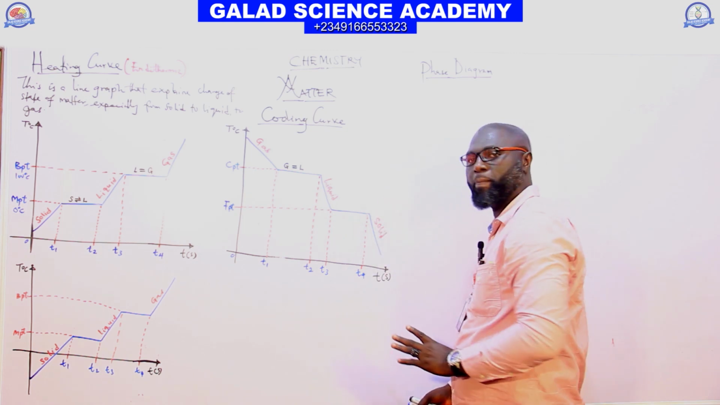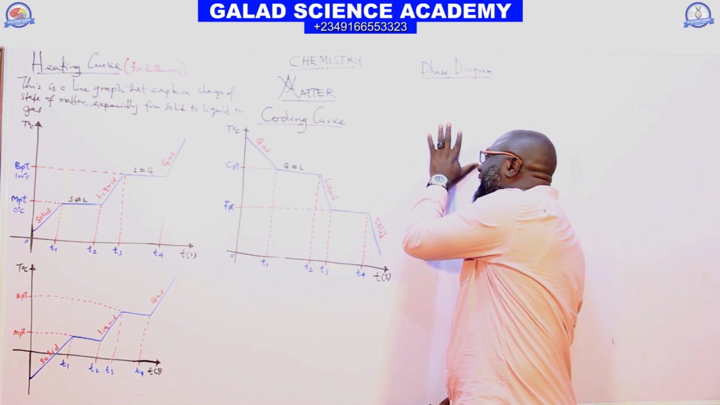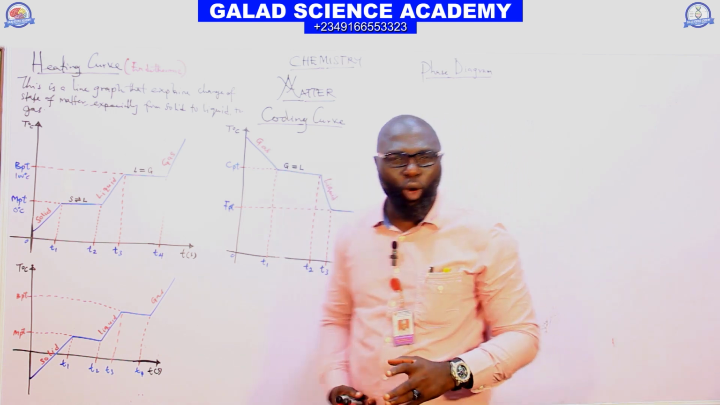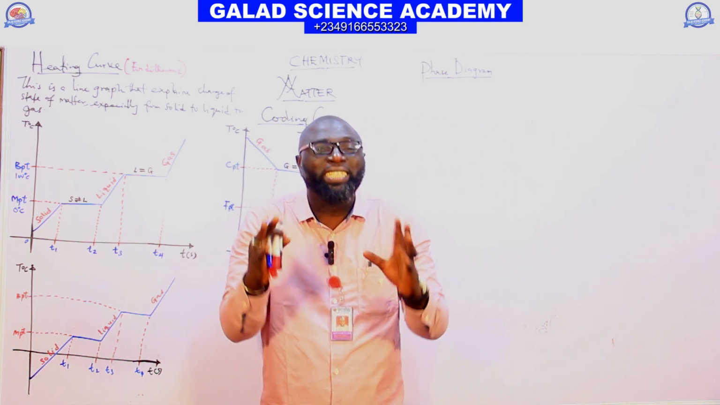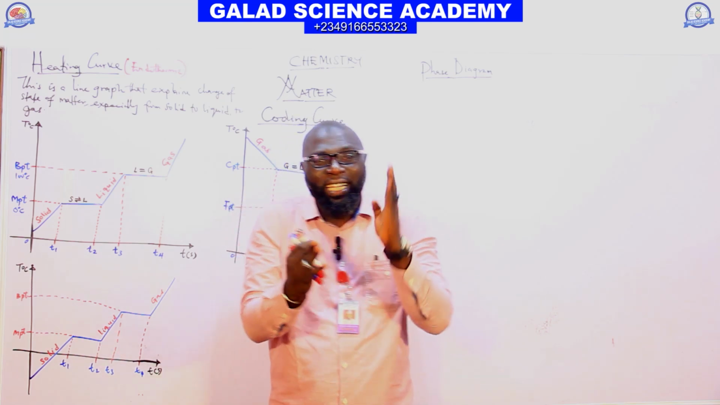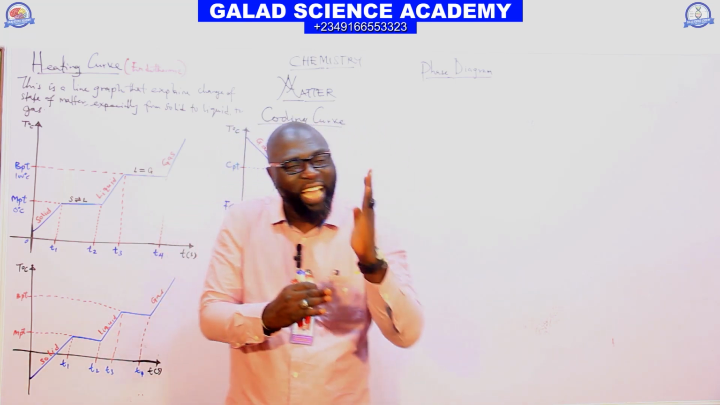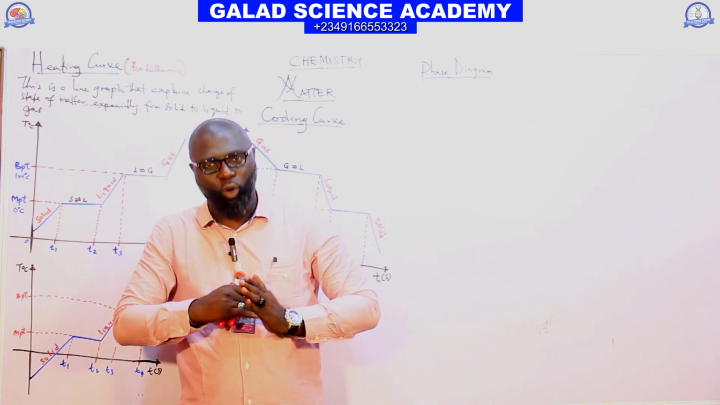This one is endothermic, and this one is exothermic. But the phase diagram is one that shows us the relationship between the three states of matter, in terms of pressure on the vertical axis and temperature on the horizontal axis.